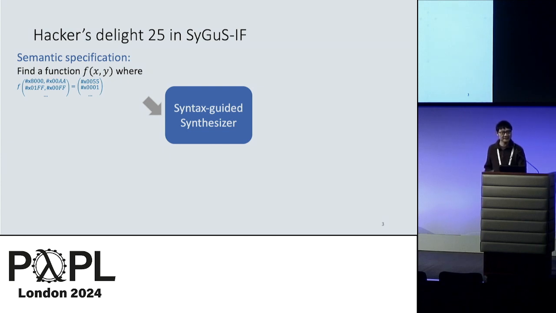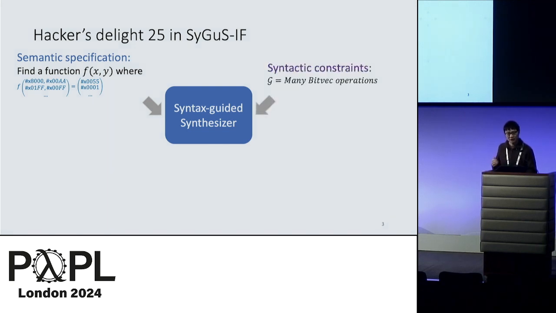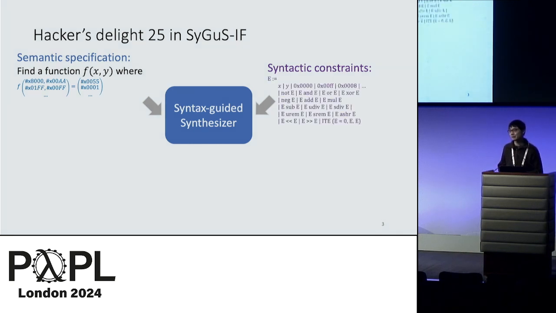And besides this semantic specification, we also ask for a syntactic constraint, basically what operators you are allowed to use, right? This could be quite arbitrary, but you want to allow most common bit vector operations and get it represented as a context-free grammar. And here, the interesting thing is that you can provide some constant as your hint to the synthesizer, right?